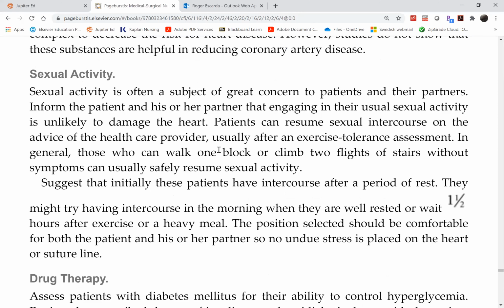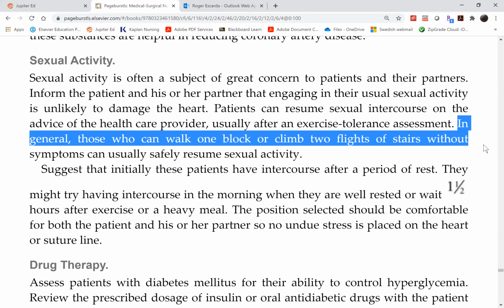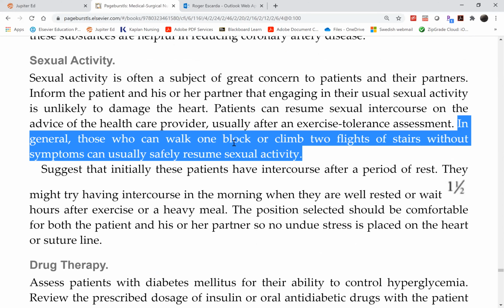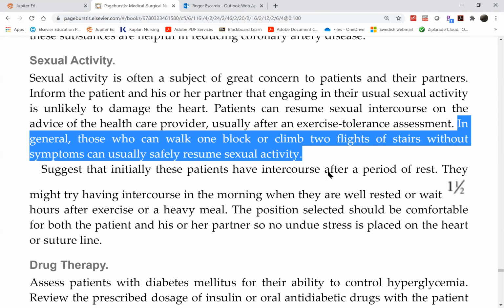Here's sexual activity. Now, the suggestion is not really based on time. Some books say 4 to 6 weeks after surgery, but that's not a very good basis. It should be based on the patient's tolerance. If the patient can walk a block or climb 2 flights of stairs, then they can safely resume sexual activity. That's the better basis rather than time, because we don't know how much the patient's progress is with activity. So if they can do that sooner, it's really based on activity tolerance.